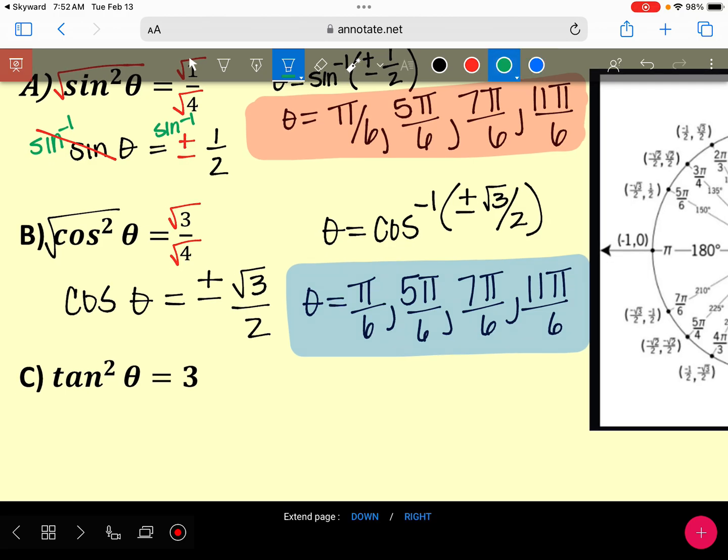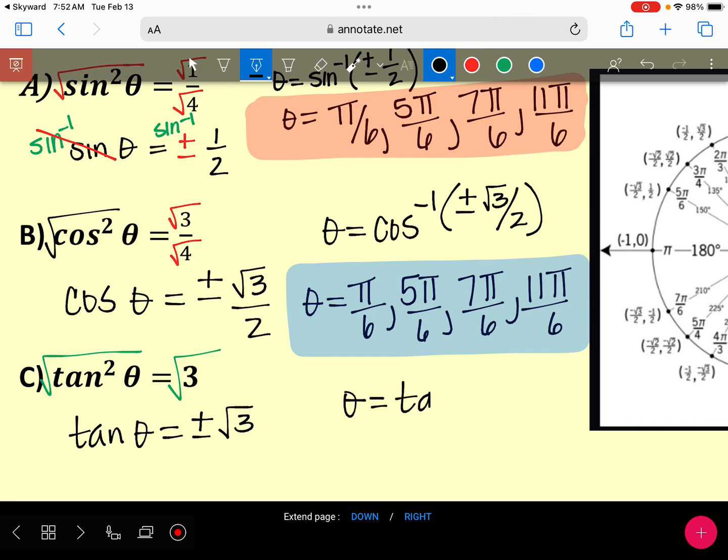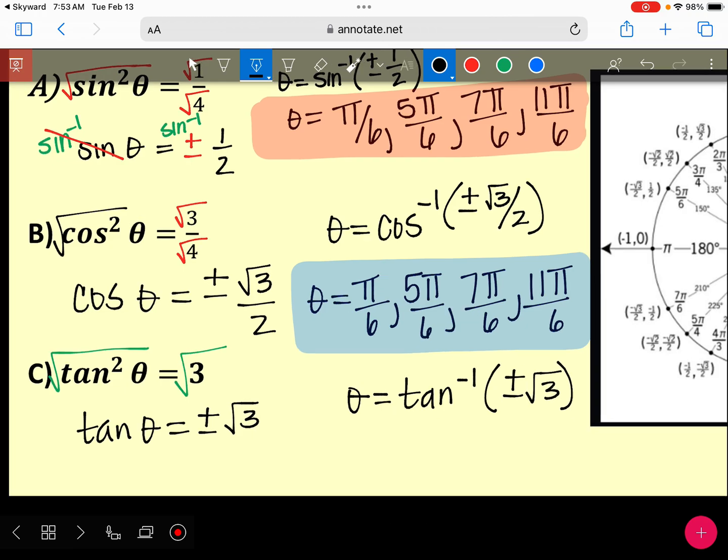All right, let's talk about tangent. So we're going to take our square root first. It's our last question. And we have that tangent of theta is plus and minus the square root of 3. So on our unit circle, we are trying to find all of the angles where tangent is positive or negative root 3.